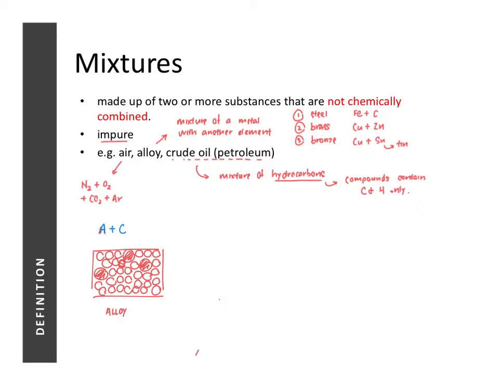We can also combine B plus C. What would we get? We will get something like this. Once again, I hope that you can see that this is no longer pure. Why? Because we have two types of molecules or two types of substances that are not chemically combined. This one and this, they are different and they are not chemically combined. So this is a mixture. This would be a rough representation for air as well.